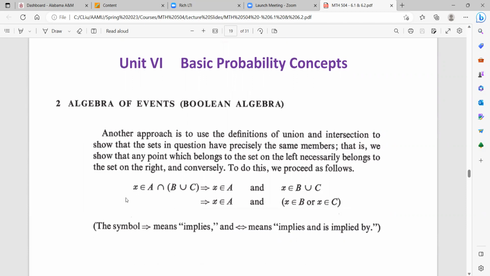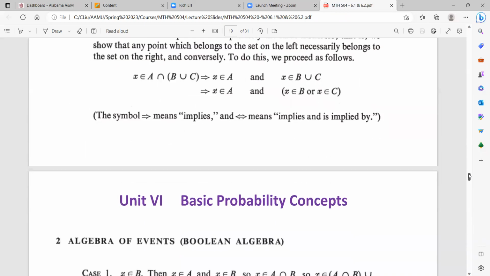So just take any arbitrary element on the left hand side set, which is A intersecting B union C. So that means X is in A and also X is in B union C. In other words, X is either in B or X is in C. Okay, that's what it means by union, B and C. So then we have two cases, either X is in B or X is in C or both. But we just need to consider two cases, X is in B and X is in C. If they are in both, then that's also included in those two cases.